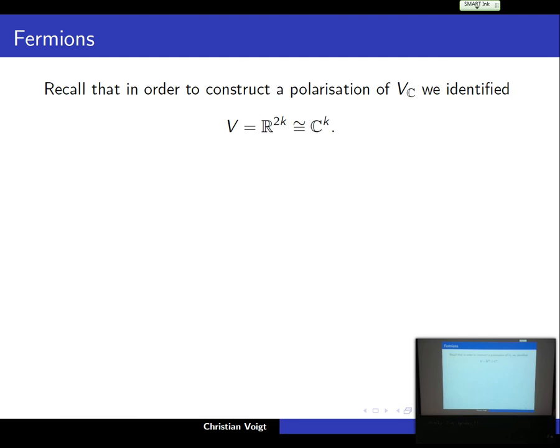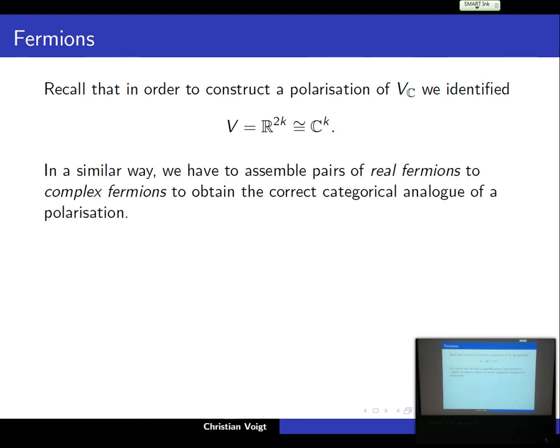Now comes perhaps the first important new step, which consists in actually recalling what we did when we constructed the spinors in finite dimension. So remember that when picking the standard polarization, I said, well, we should identify R^2k with C^k. Okay? And in a sense, we have to do something similar here, but on a categorified level.